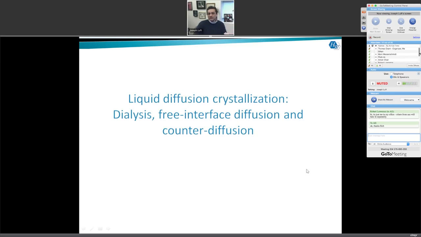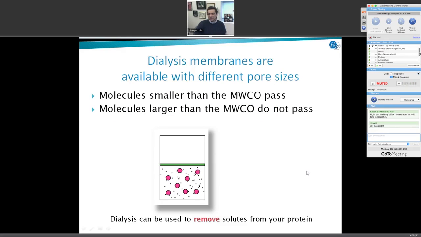Liquid diffusion crystallization, I just want to talk about briefly. Dialysis in particular, I'm going to talk about. So dialysis membranes, or dialysis, can be used to do something called desalting. So basically pulling salt that's required to keep a protein soluble away from the protein, decreasing the ionic strength of the solution. And this is actually a great way to produce very small crystals. I'm not sure how widely utilized it is for X-ray crystallography right now.